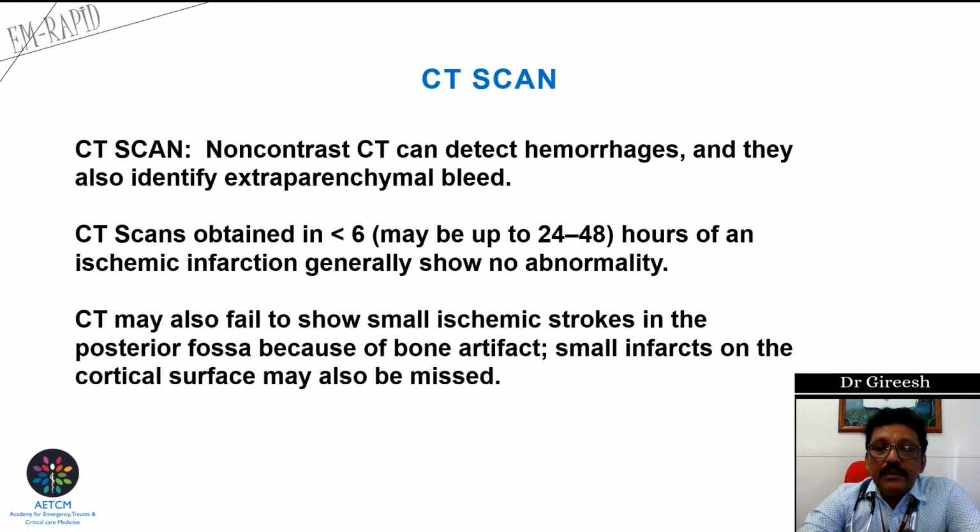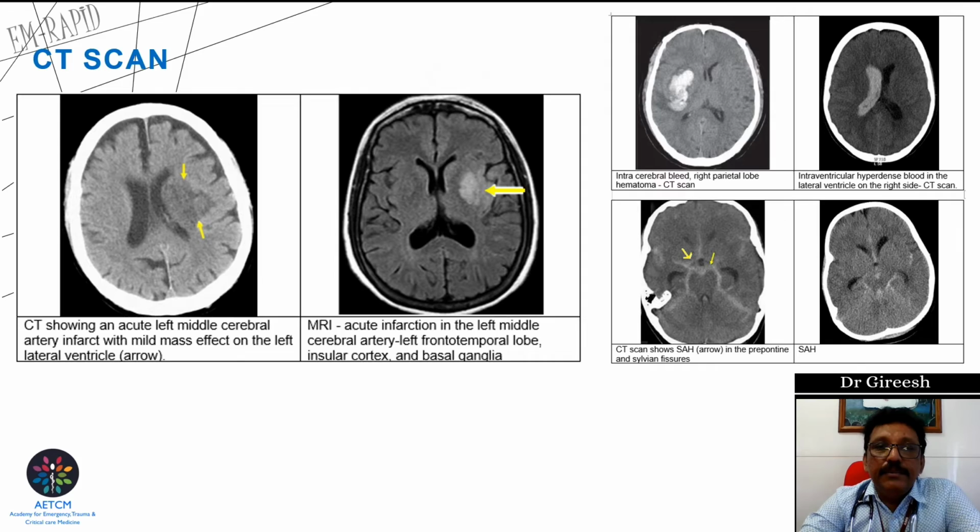Posterior fossa infarcts are also difficult to pick up by CT scan. So CT scan is not a good investigation to rule out ischemic stroke, but it's a very good investigation to rule out hemorrhages before thrombolyzing the patient. You can see here CT showing acute left middle cerebral artery infarct with mild mass effect.